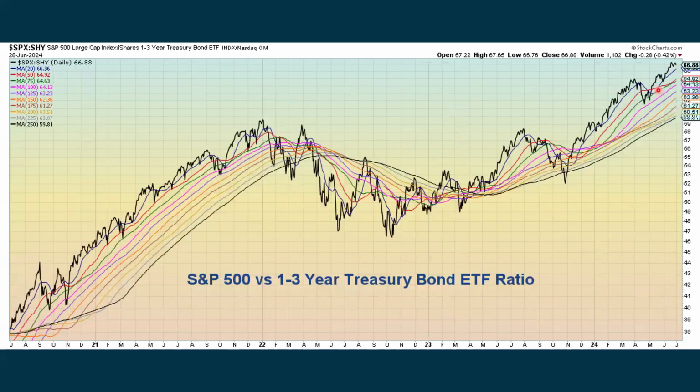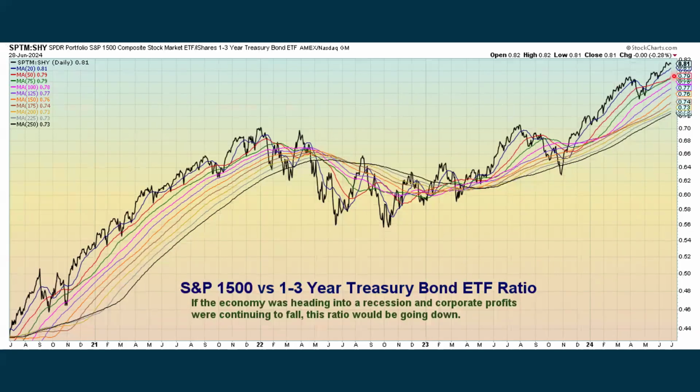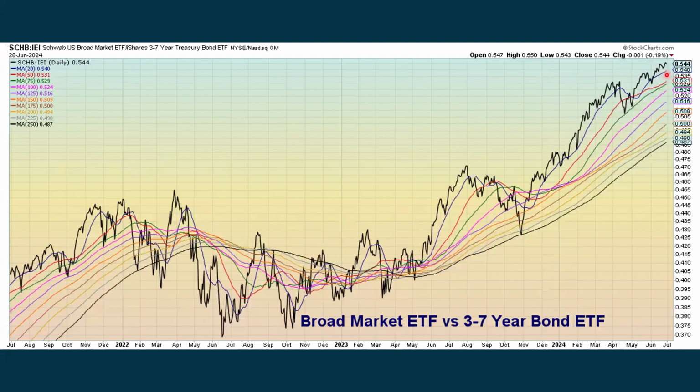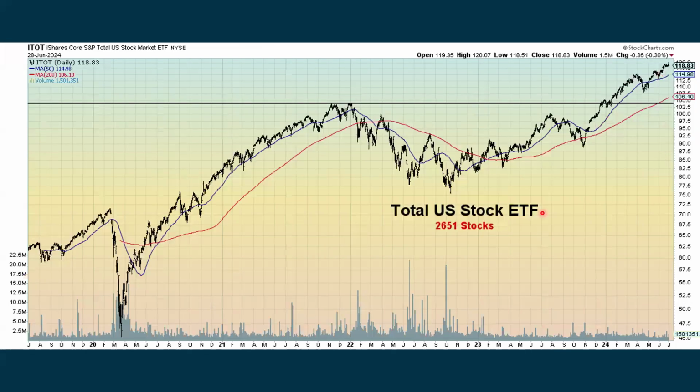We look at the S&P 500 and compare it with the price of 1 to 3 year bonds, showing how stocks are outperforming short-term bonds. Here's the S&P 1500, a broad market measure, also outperforming 1 to 3 year bonds. Then we look a little further out with bonds, another broad market measure showing how stocks are outperforming. And here's the total U.S. stock ETF, just coming off of setting a recent all-time high.